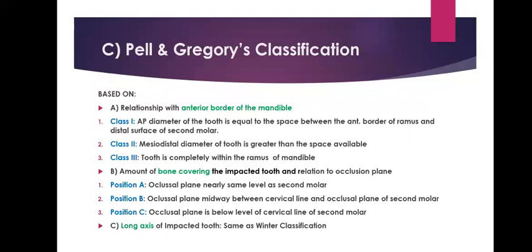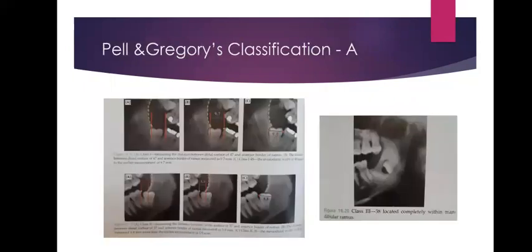In class 1, the anterior-posterior diameter of the tooth is equal to the space between the anterior border of ramus and the distal surface of the second molar. In class 2, the mesiodistal diameter of the tooth is greater than the space available. And in class 3, the tooth is completely within the ramus of the mandible. Now, as you can see in the diagram here, the first 3 diagrams are of class 1, the bottom 3 are class 2, and the diagram on the right is class 3.